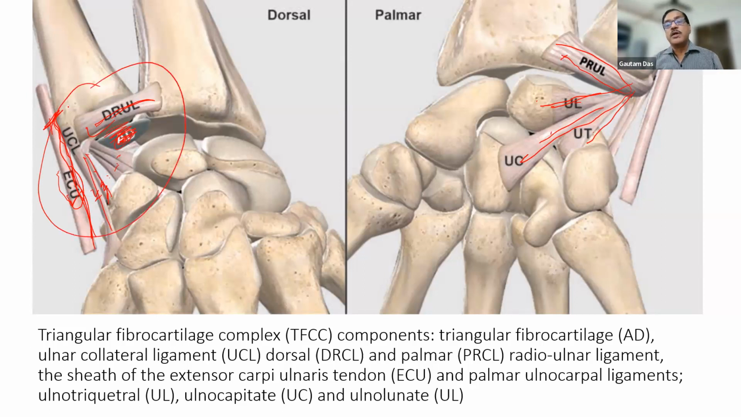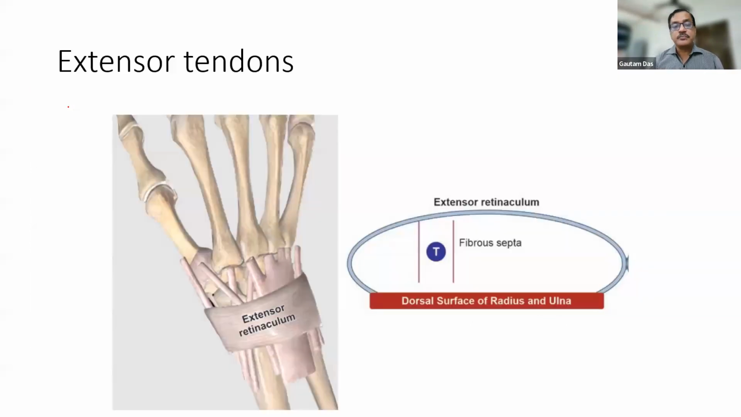This is one of the very common injuries, particularly a sports injury. People encounter it. Though MRI is good for diagnosis, ultrasound is also important to make some diagnosis. Then the extensor compartments.